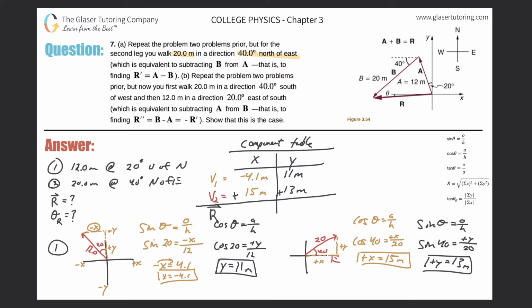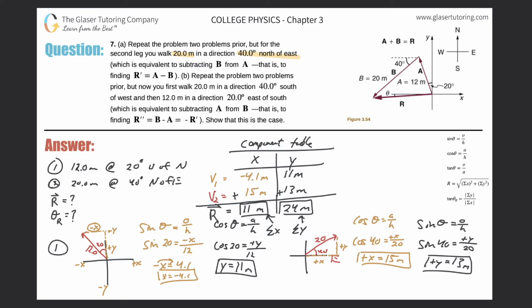So now my resultant vector here would be, I would do 15, right? 15 minus 4.1. I know it's 10.9, but technically we have 2 sig figs, so I'm going to write 11 meters. And now add up the y column, right? So when I add 13 and 11, right, I get 24 meters. Now these are the sum components of the resultant. This value, we summed all the x's. And this one, we summed all the y's.